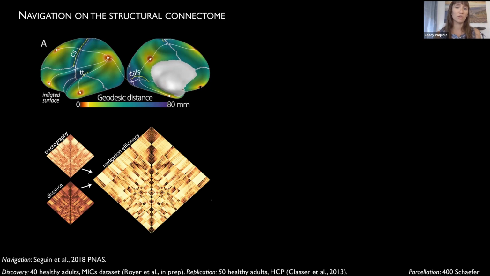So navigation efficiency really elegantly fuses distance and tractography together. And there's also research showing that it closely approximates invasive tract tracing connectomes in non-human primates. So I think it's really well suited to map low-cost wiring in the brain. Then we can return to this question of whether default mode balances communication from external and internal sources.